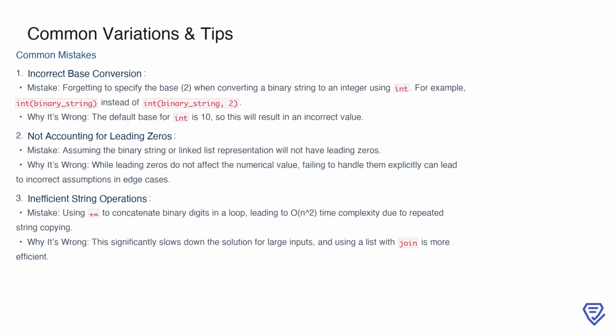Next, overlooking the possibility of leading zeros can lead to errors, especially in edge cases. While leading zeros don't change the numerical value, ignoring them might cause flawed assumptions about the data. Another common inefficiency is using repeated string concatenation with plus equals inside a loop, which has O(n²) time complexity due to the way strings are copied. Instead, consider using a list to collect the digits and then applying join for better performance.